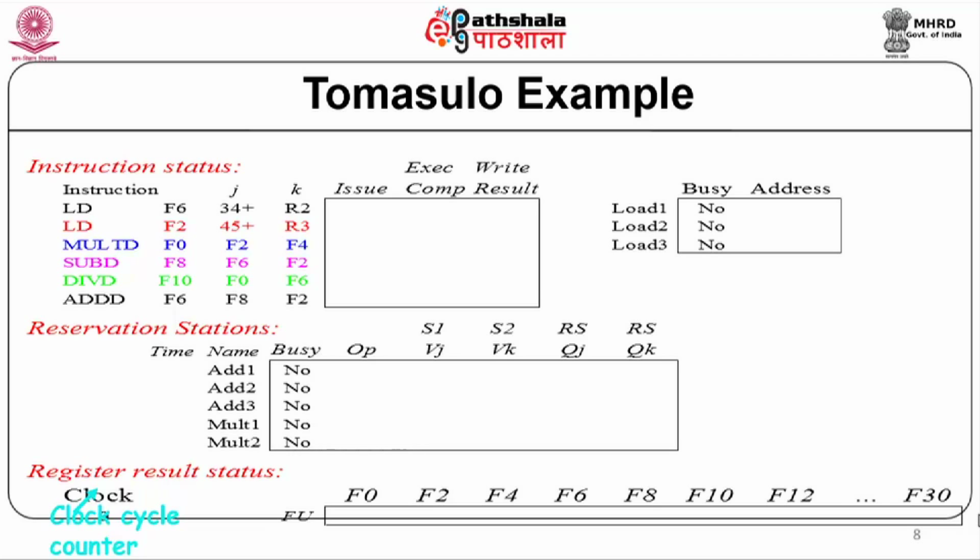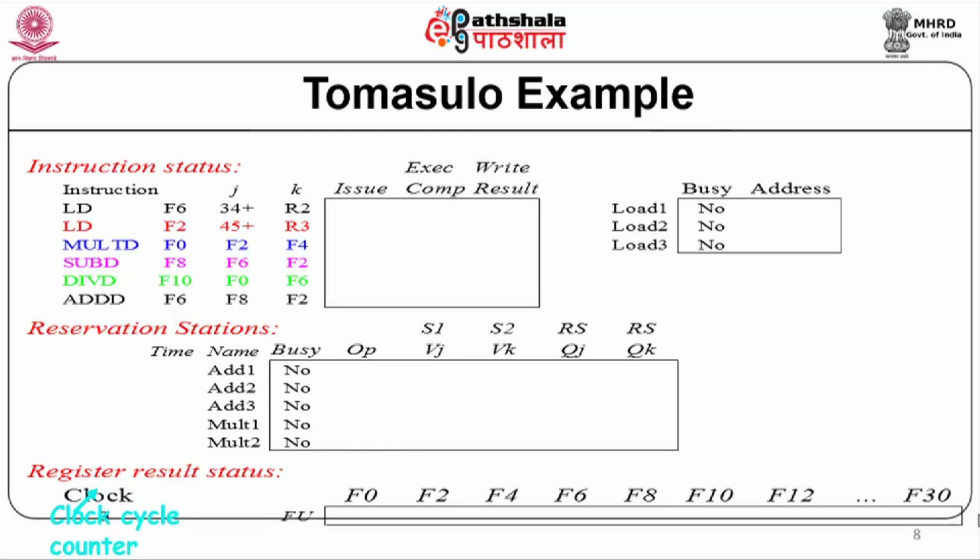You have a divide instruction which is dependent on the multiply instruction. You can see all the data dependencies there. And finally, you have an add instruction which is again dependent on the sub instruction. And you can see the three data structures that are maintained by the Tomasulo's dynamic scheduler indicated there.